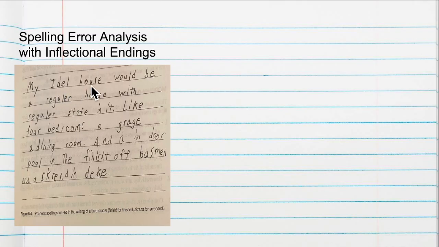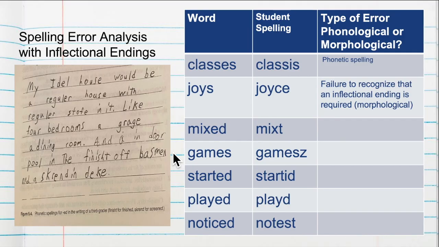So here I have a little sample of some student writing, and we can look at, my ideal house would be a regular house with regular stuff in it. And we can go through and pick out what's going wrong with those words and find out where their level is. So here's another example.